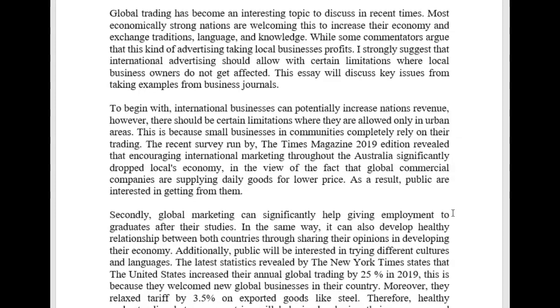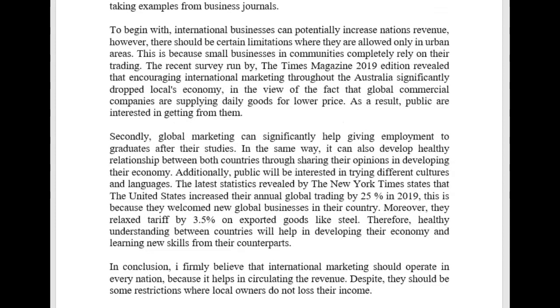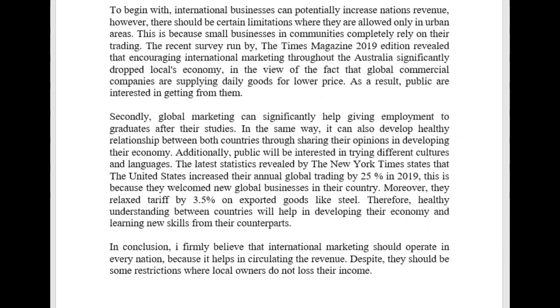It sounds kind of like you're talking about the fact that global marketing and international marketing is a threat. But I got to be honest with you, I'm not completely clear on what you're talking about. But anyway, let's take a look at your next paragraph. Maybe it becomes a little more apparent. So, secondly, global marketing can significantly help giving employment to graduates after their studies.